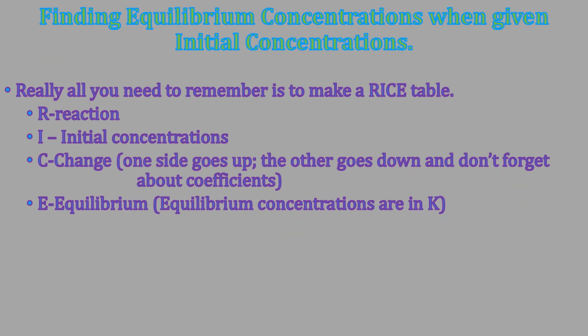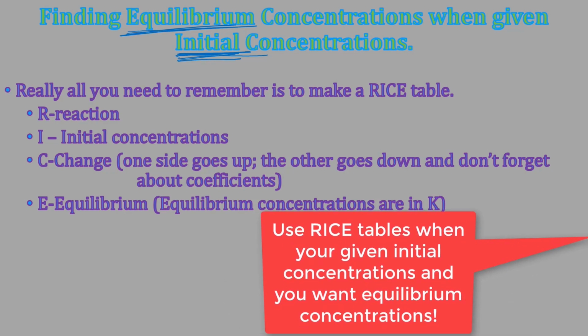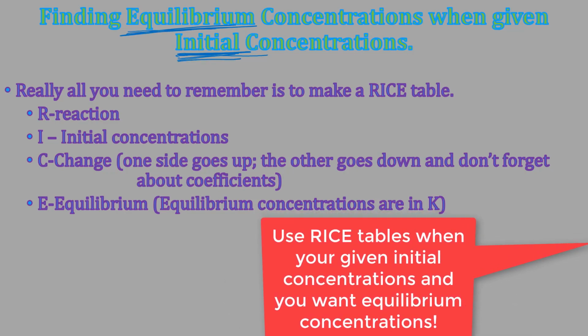Before we go to the next problem, we're going to look at something called a RICE table. If we want to find equilibrium concentrations but we're only given initial concentrations, remember that the K's use equilibrium concentrations. Initial concentrations do not always tell us what the equilibrium concentrations are going to be. So if we're given initial values and we want equilibrium values, we have to use a RICE table.